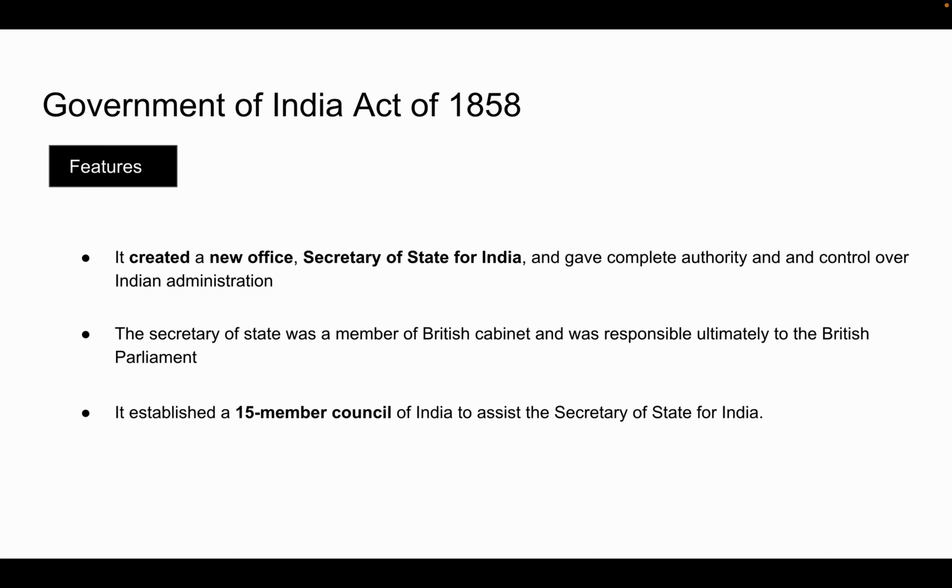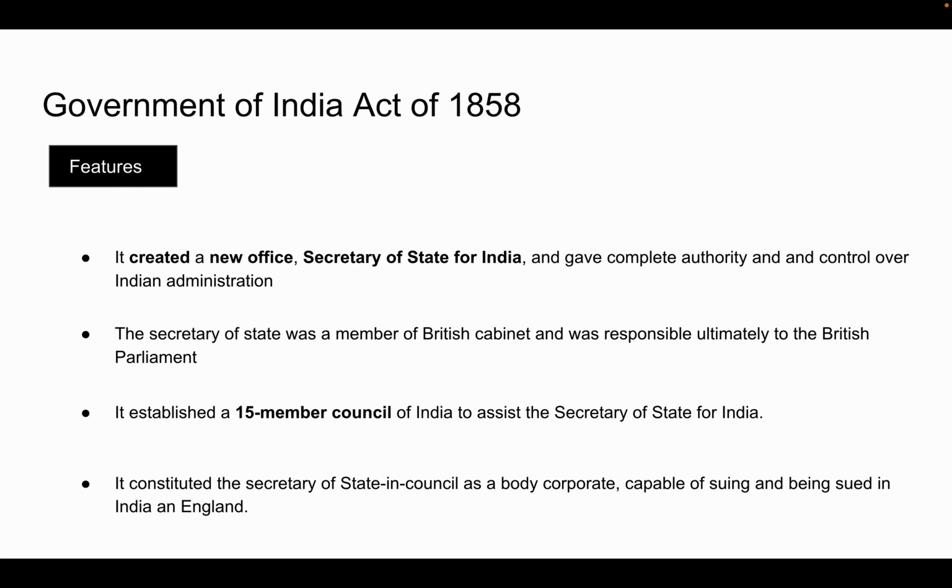Now, this act also established a 15-member Council of India to assist the Secretary of State. And who was made the chairman of this council? The Secretary of State. Moving on, it also constituted the Secretary of State in Council as a corporate body, which meant that it was capable of suing and being sued in India as well as in England. All right, so these were the features of the Government of India Act of 1858.